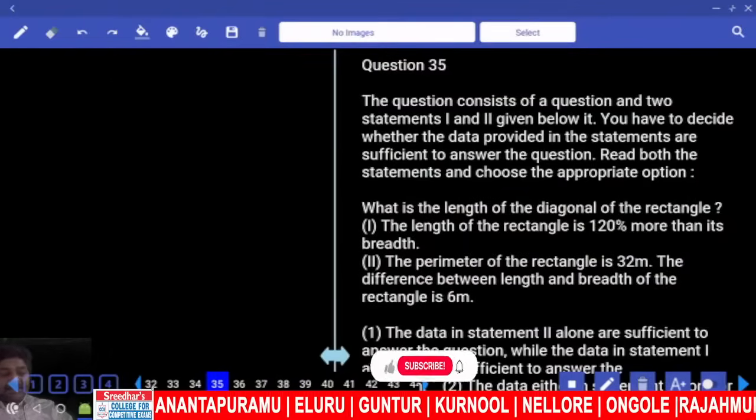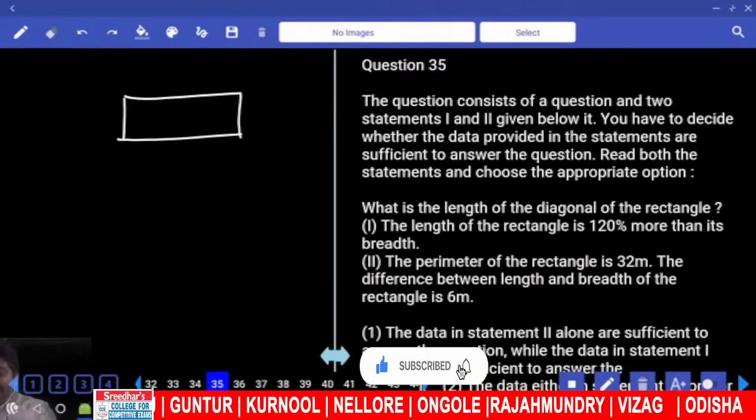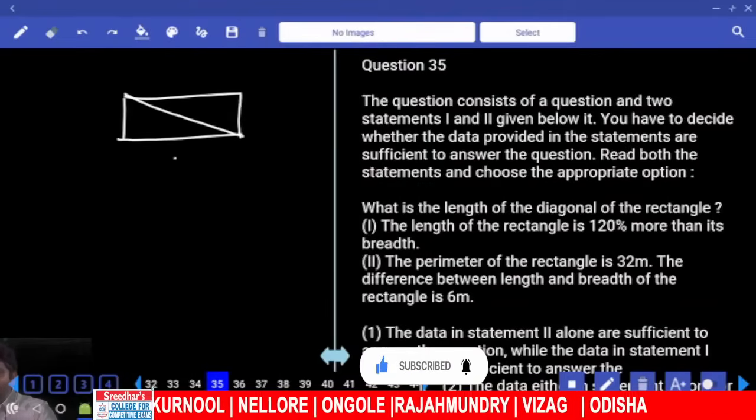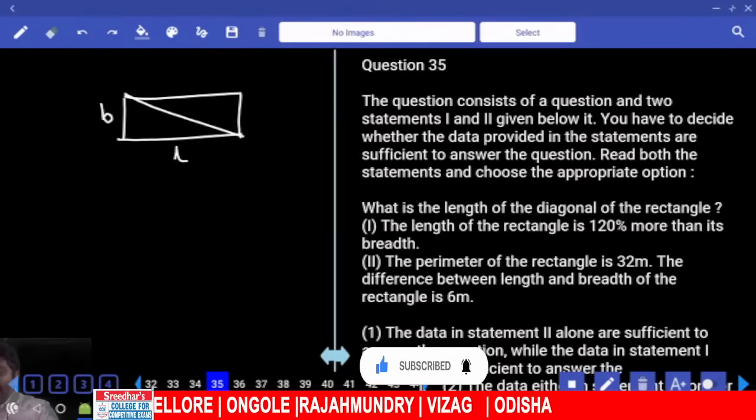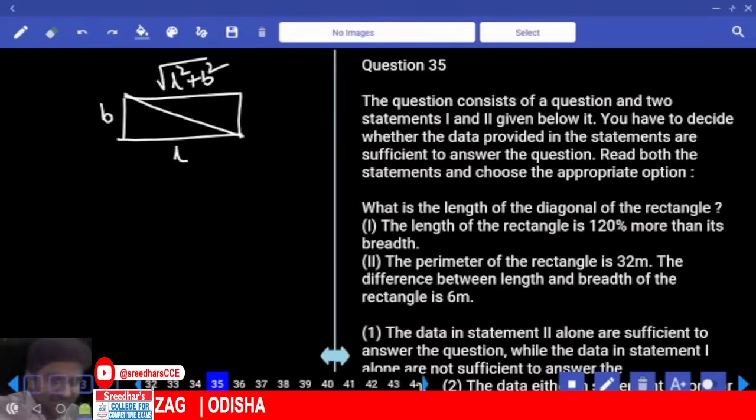What is the length of the diagonal of the rectangle? If you want to calculate the length of the diagonal, we need to know the length and breadth. Then the diagonal is going to be the square root of L square plus B square. Correct?